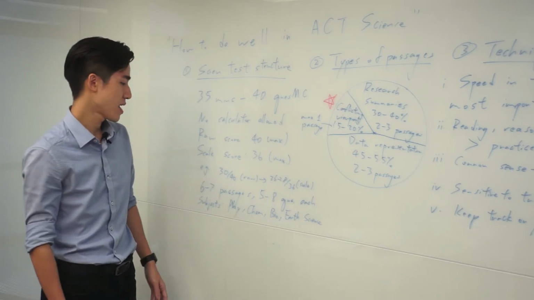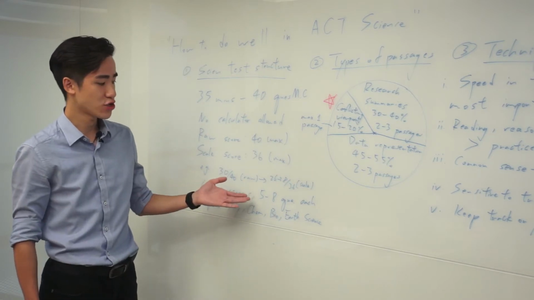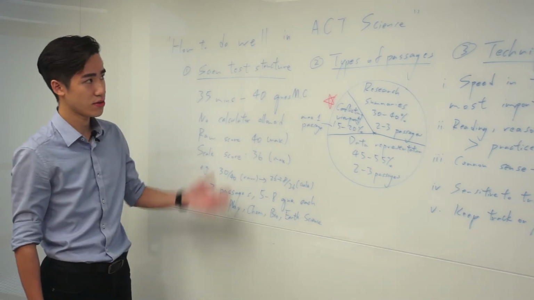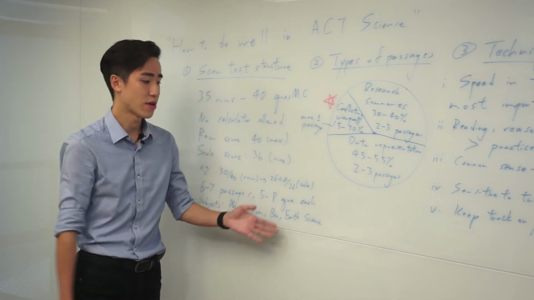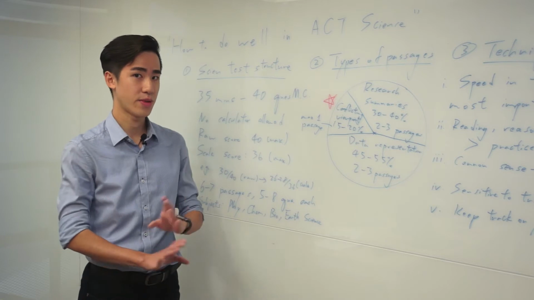In this test, we also have 6 to 7 passages, and each passage will have 5 to 8 questions each. The subjects, as we know, it is ACT Science, so we'll have physics, chemistry, and biology, and also something called Earth Science, which some of you may not be that familiar with.